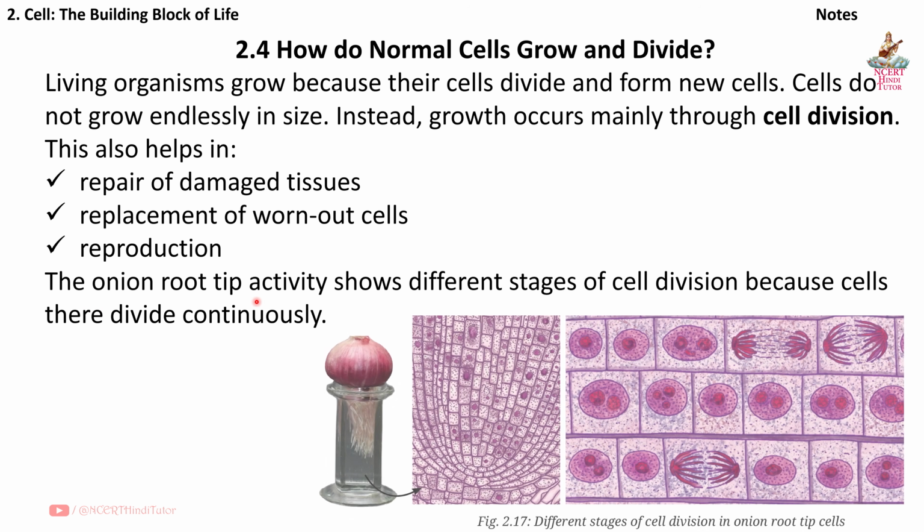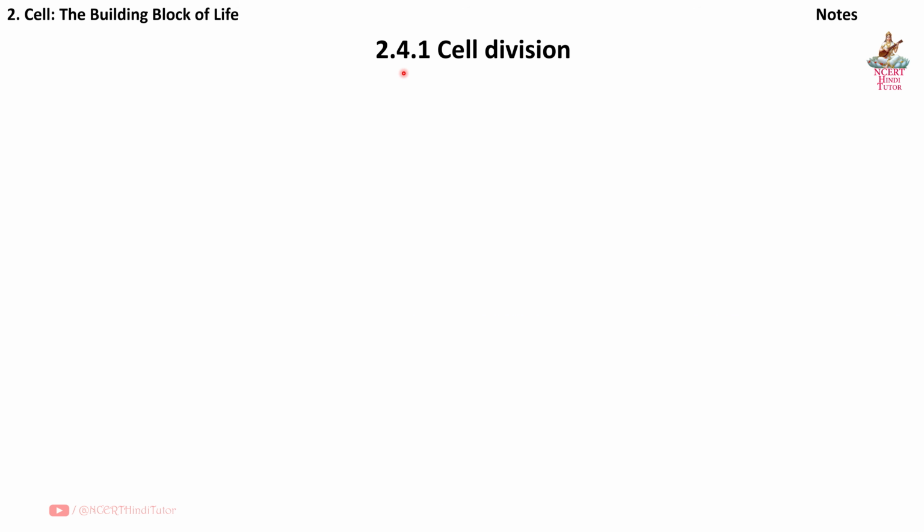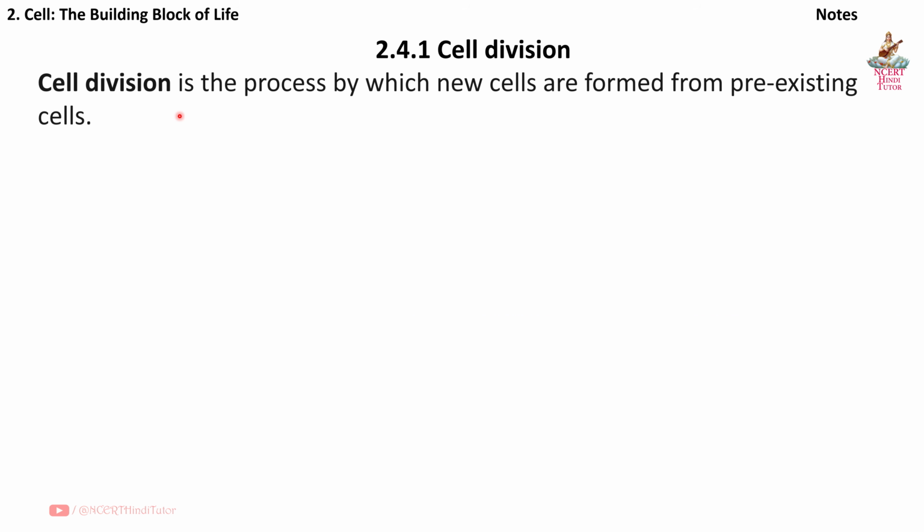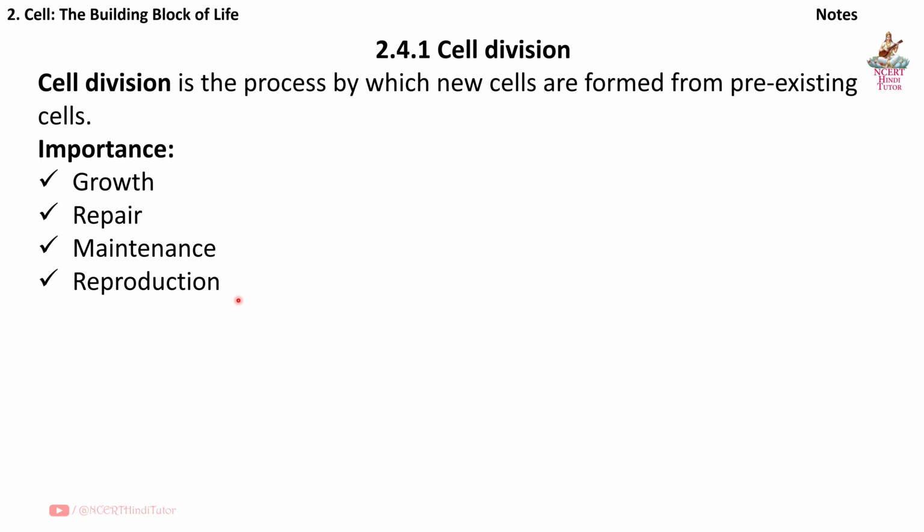The onion root tip activity shows different stages of cell division because cells there divide continuously. So friends, this is the diagram showing different stages of cell division on onion root tip cells. 2.4.1 Cell division. Cell division is the process by which new cells are formed from pre-existing cells. Importance: growth, repair, maintenance, reproduction.